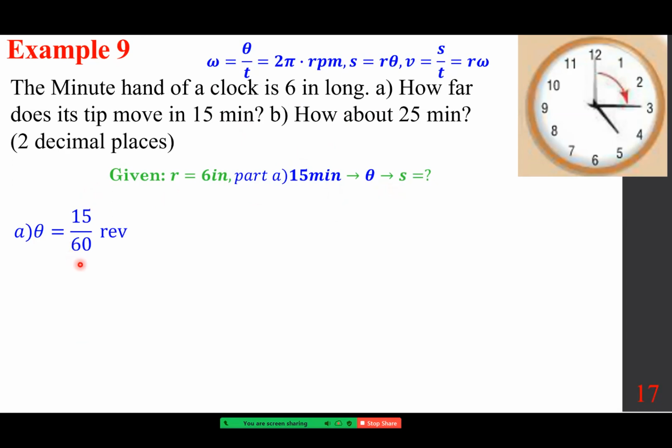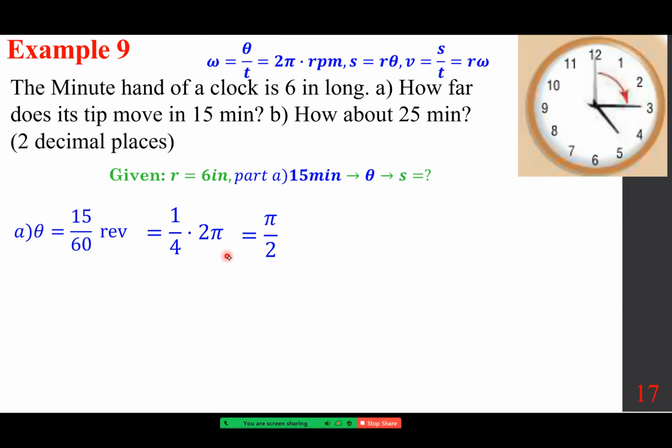Theta is 15 over 60. It's 15 minutes over 60 minutes. That would be the portion of a revolution. A revolution is 2 pi radians. So 15 over 60 means 1/4 of a revolution, which is 1/4 of 2 pi, which is pi over 2 radians. Now this is in radians.